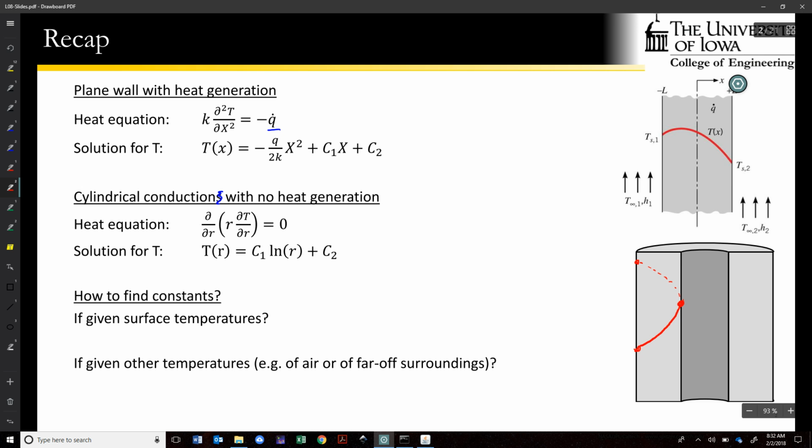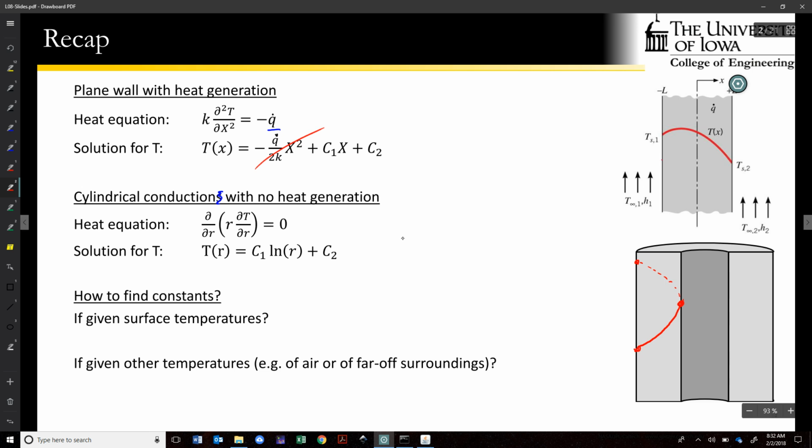So a couple of takeaways, right? In the plane wall, let's say after coming up with the general solution, we decided to eliminate that Q dot term. What would happen is that would go away and we'd end up with our linear distribution we had before. So this doesn't invalidate it. It's called the general solution for a reason.